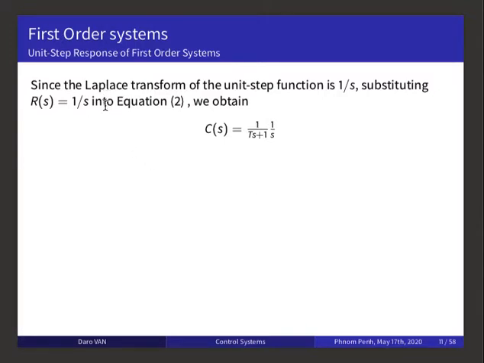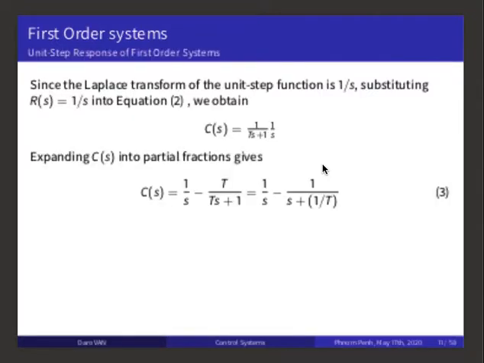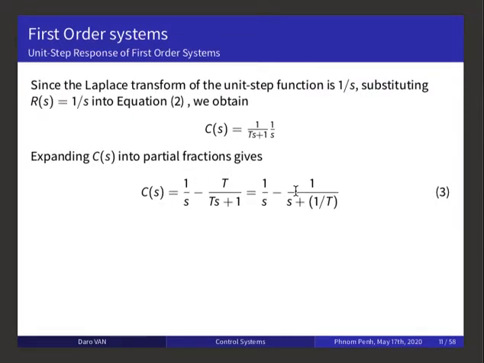Since the Laplace transform of the unit step function is 1 over s, you can just substitute Rs equals 1 over s into the previous equation, and you will obtain Cs like this. Then we need to do partial fractions. If you don't remember partial fractions, please go back to lecture 2. After doing the partial fractions, you will obtain Cs given by this.